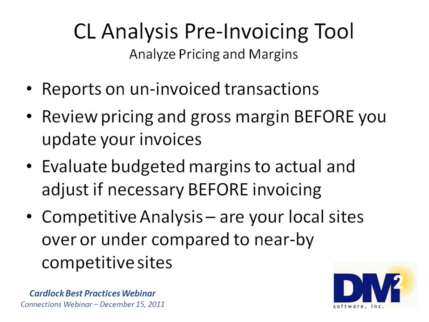It lets you evaluate your budgeted margins to actual and adjust if necessary before invoicing. In addition to the fact that you want to make sure every customer has a good margin, you may have a requirement that we're budgeted to have $50,000 gross profit on this Cardlock run, and we're $5,000 short. We have a margin on every customer, but we got to make that $50,000. You can use it for that. And the competitive analysis: are your local sites over or underpriced compared to nearby competitive sites? So you can even tell that.